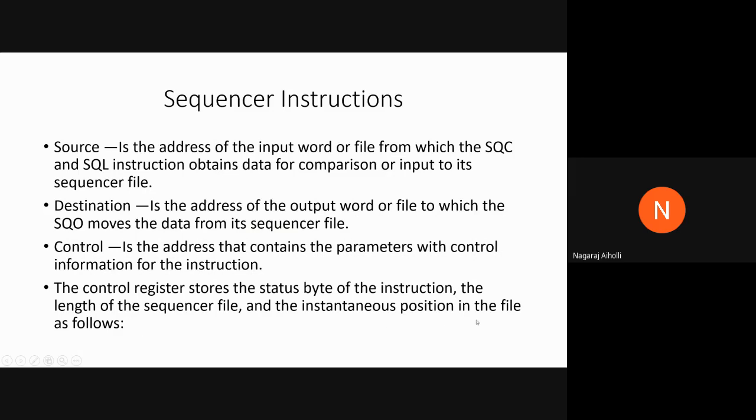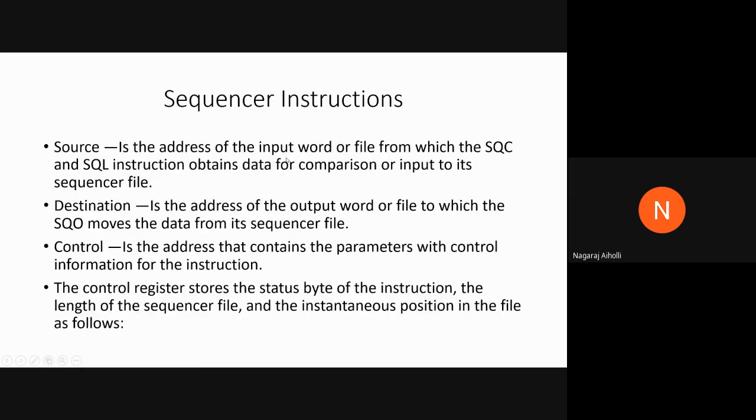The status data is the status about the data we are transferring. The length of the data is how much data it is, whether it is 4 words, or 5 words, or 8 words, or 10 words, that is given by the length. And the position gives the position in the file, which position data we are transferring from source to destination, that is given by the position in the file.